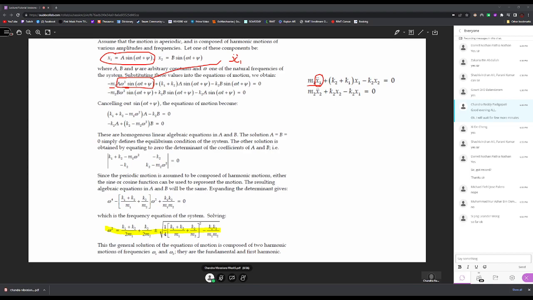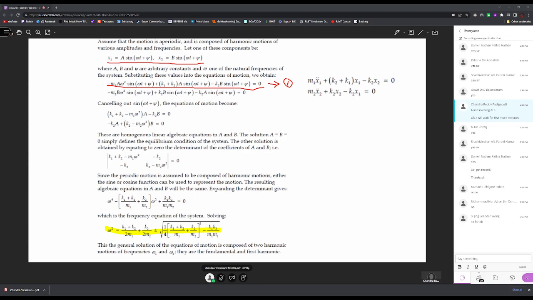Then K1 plus K2 into X1, where we are just replacing the X1 value here. Then minus K2 into X2, and X2 is B sine omega t plus psi. So we are writing this equation by replacing the x1 double dot value, the x1 value and the x2 value based on our assumption here. We can call this equation 1.